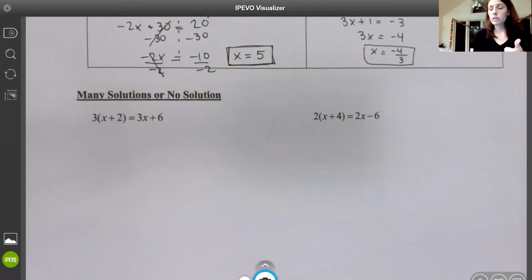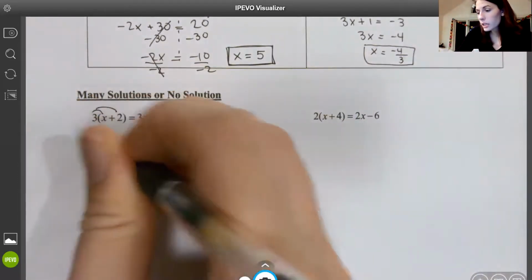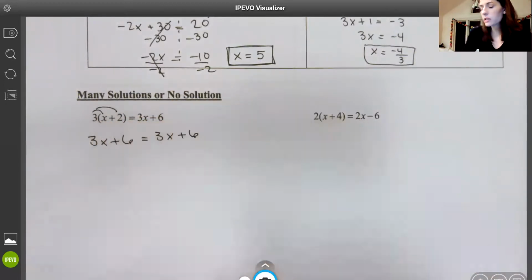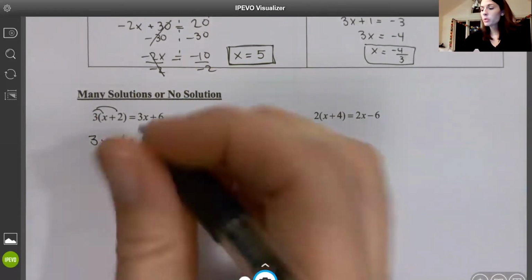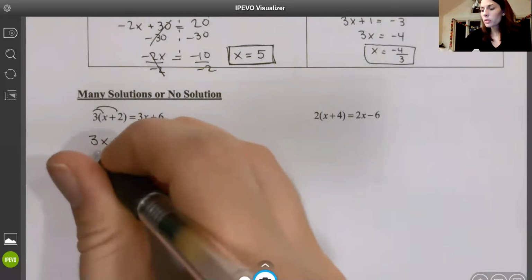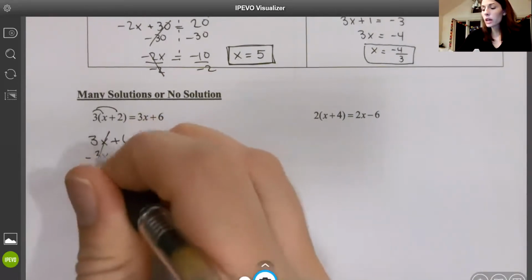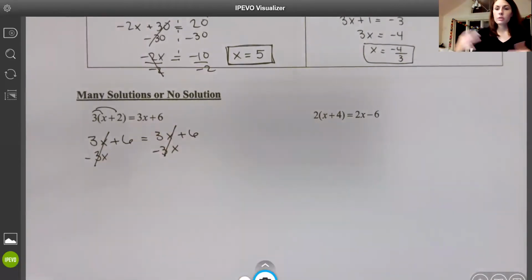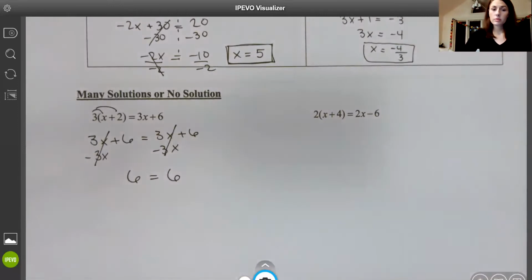So first thing, okay, I always clear the parentheses. So I'm going to clear my parentheses. That gives me 3x plus 6 equals 3x plus 6. I don't have like terms that I can combine. I'm going to get my variable to one side. Oh, okay. Well, if I subtract 3x, because that's the inverse of positive 3x, wait a minute. I canceled my variable on both sides, right? And that leaves me with 6 equals 6.